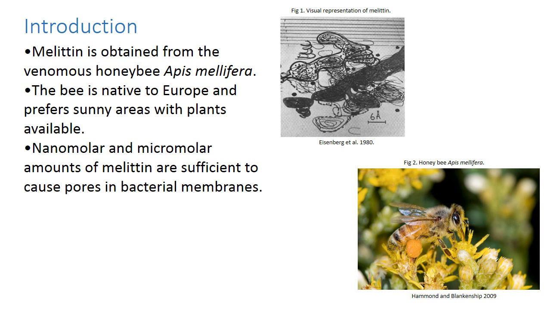In figure 1, we have included a visual image of melittin. As we can see, it's not very organized, but this image gives us an idea of what melittin looks like. And now we should know that melittin is a fairly toxic compound because, according to research, very small amounts are required to cause changes in the plasma membrane of Candida albicans. Nanomolar and micromolar amounts of melittin are just enough to cause pores in bacterial membranes, as we will see in this paper.